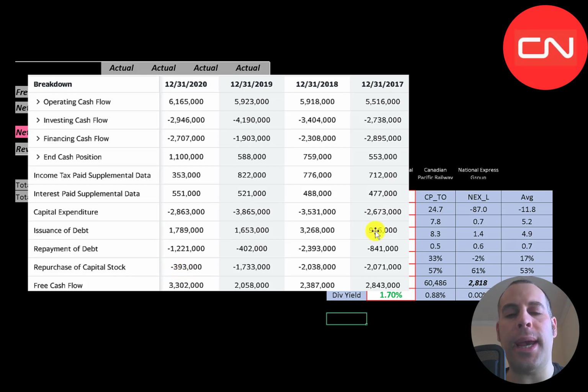They also seem to be adding debt each year. In 2017, they issued $916 million and paid down $841 million. They did not add much debt in 2017, but in 2018, they added $1 billion. They added more than $1 billion in 2019, and they added $500 million in 2020.